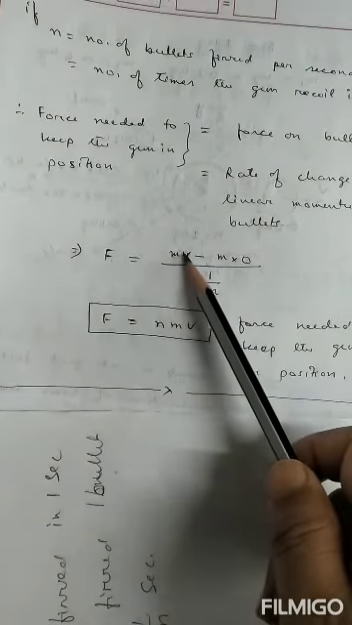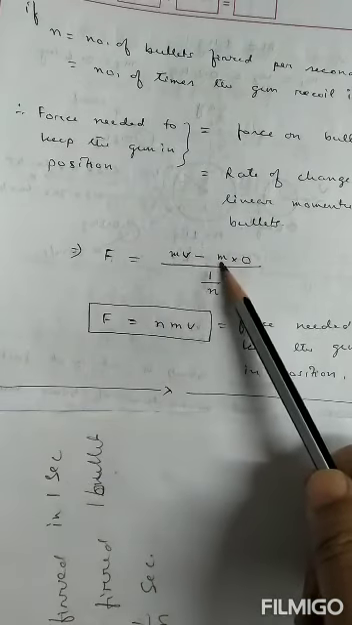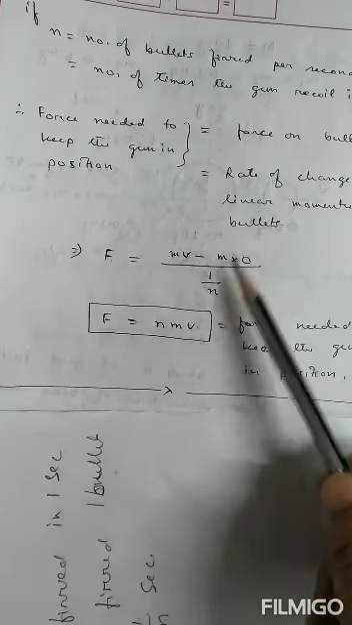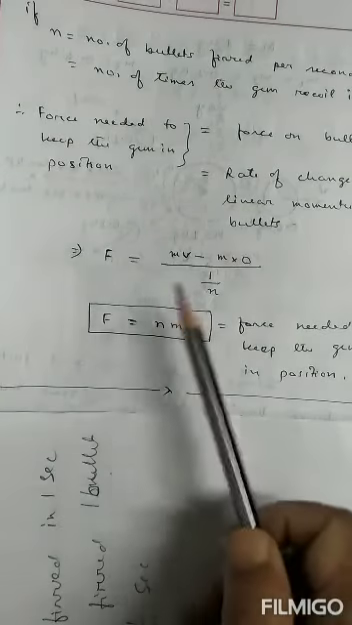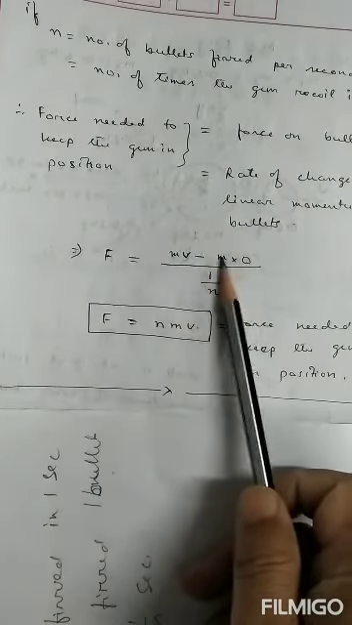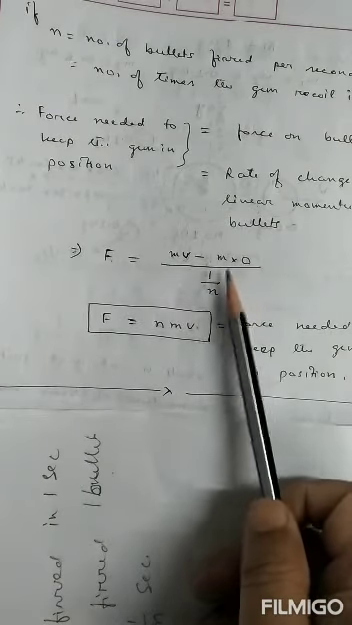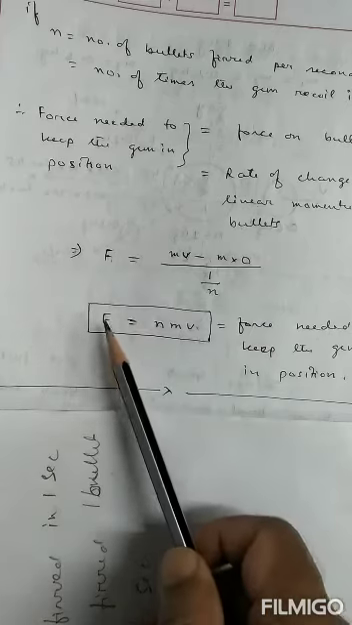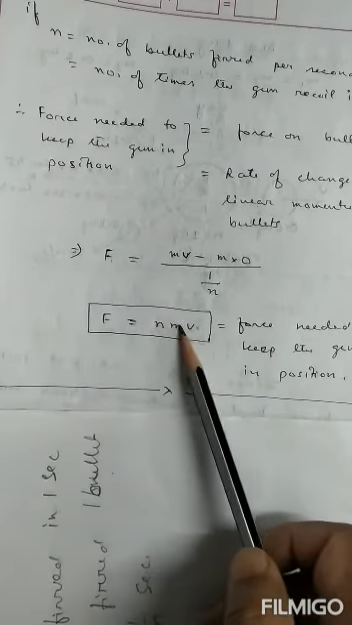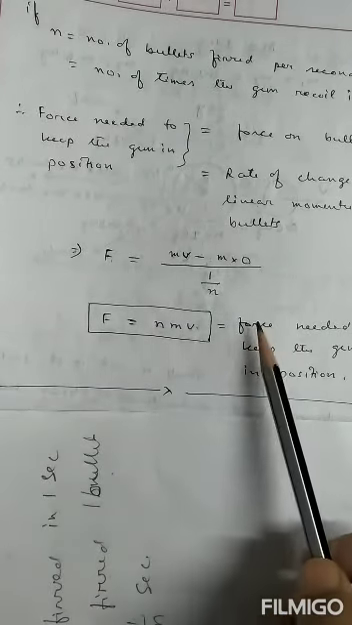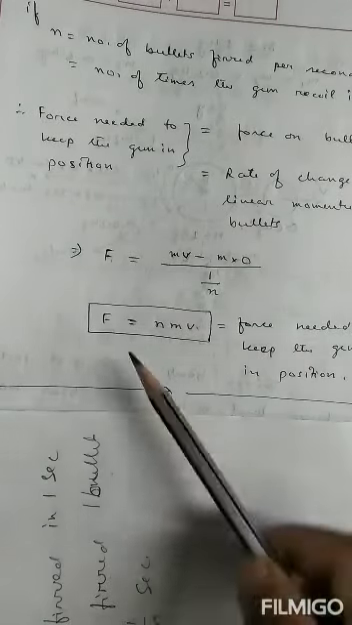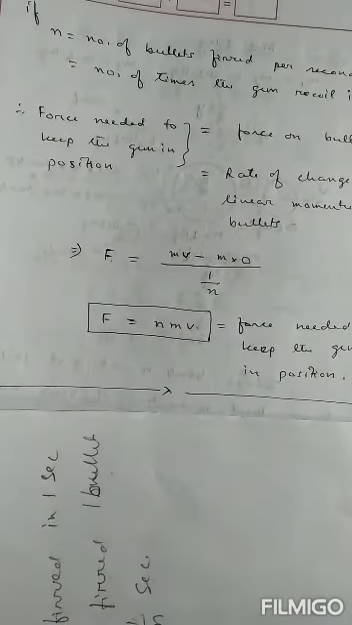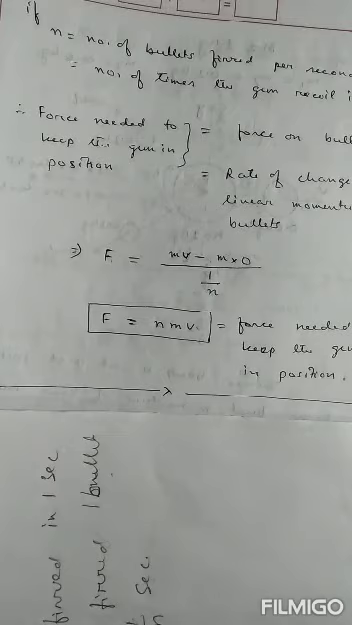Therefore, small m small v minus 0 divided by 1 by n gives you the rate of change of linear momentum of the bullet. n will go in the numerator. Therefore, F is equal to nmv. This equation gives us the force needed to keep the gun in position.